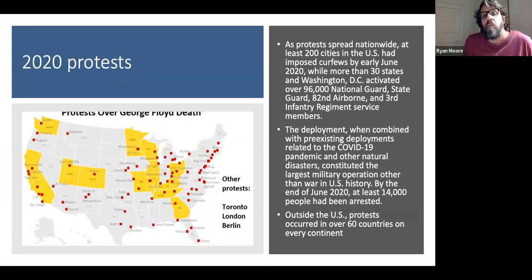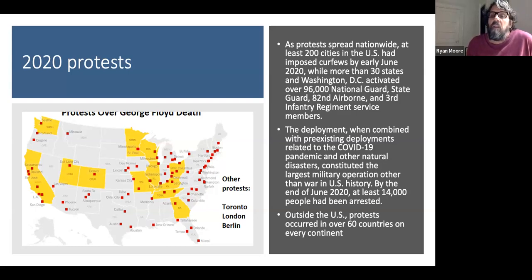Again, it's almost like America's in a kind of condition of civil war at that point. Because you're calling in these massive amounts of troops in order to put down these urban uprisings that are spreading across the country. The deployment of all of these troops, when combined with pre-existing deployments related to the COVID-19 pandemic and other natural disasters, constituted the largest military operation other than war in US history.